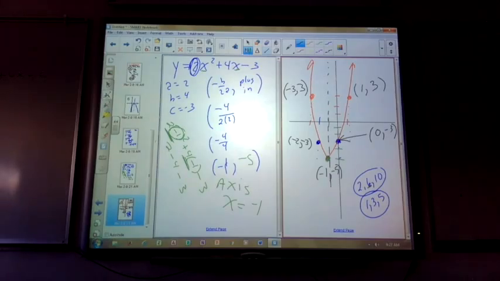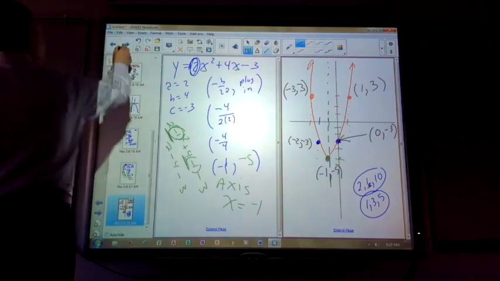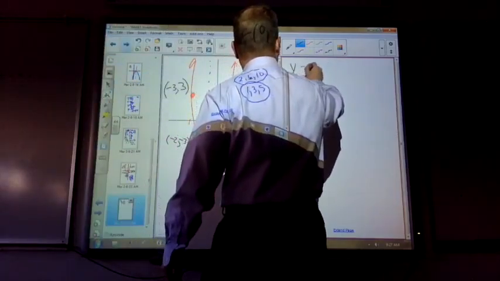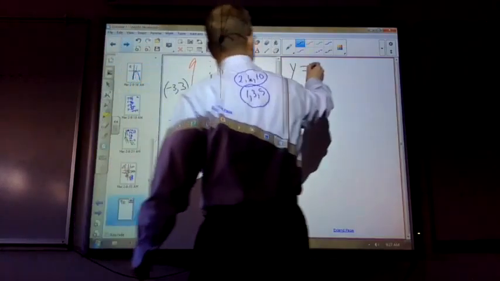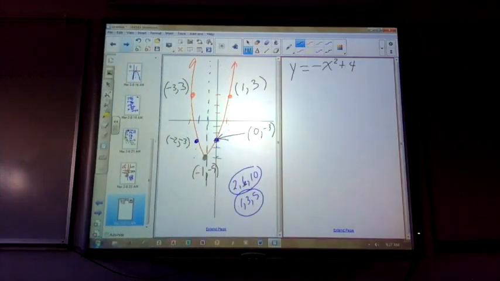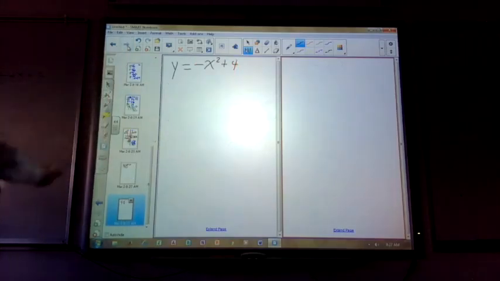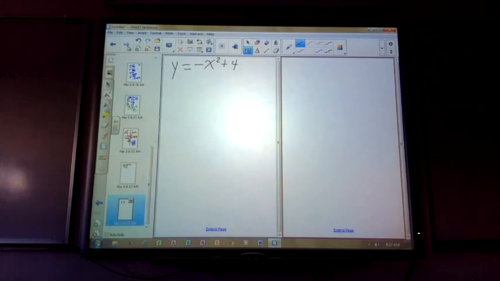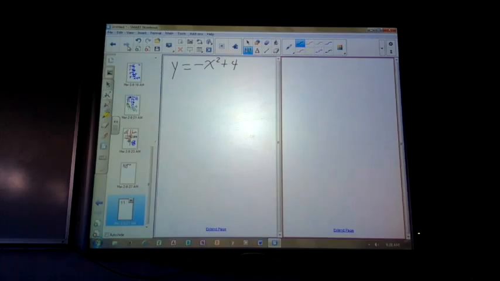All right, guys and girls, I want you to try the next one, which is y equals negative x squared plus 1. Cool. Try it. List your A, B's, and C's. We're doing this by ourselves. Cool. B is 0. I like it. B is 0 on this one, guys and girls. C is 4. And then you should be able to find the vertex pretty easily.